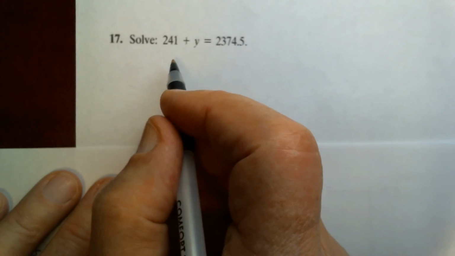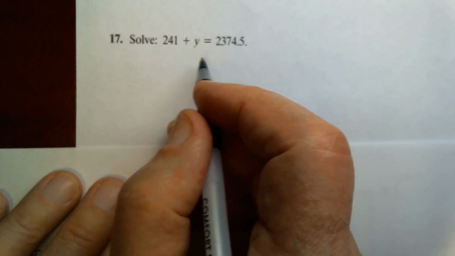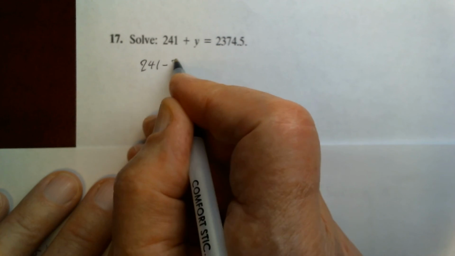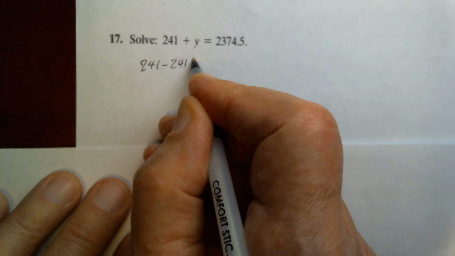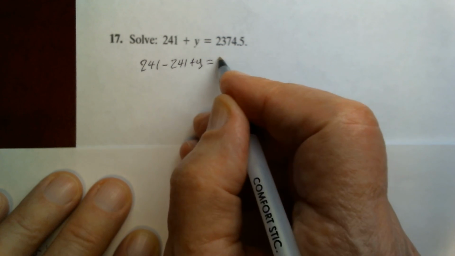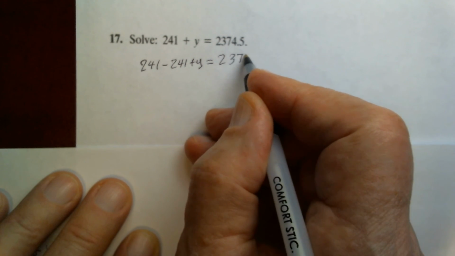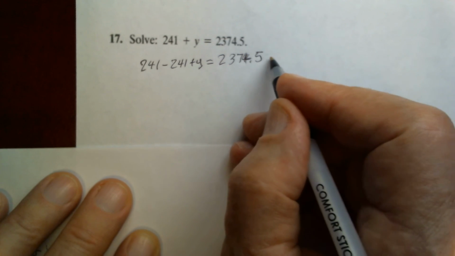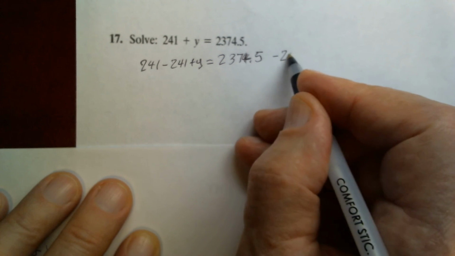In number 17, we need to subtract 241 on both sides. So on the left side, we get 241 minus 241 plus y equals 2,374.5 minus 241.